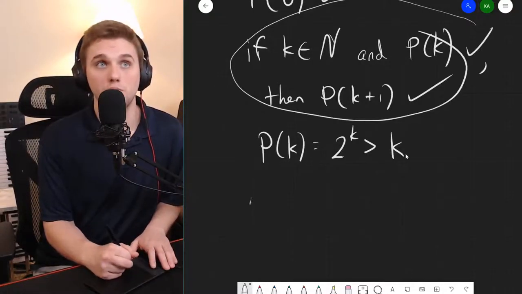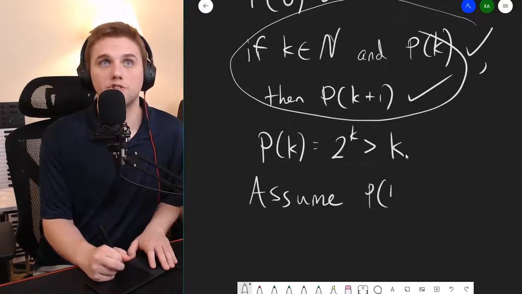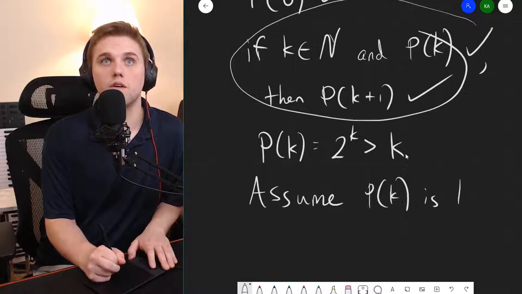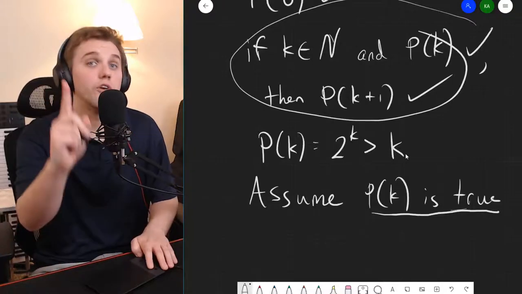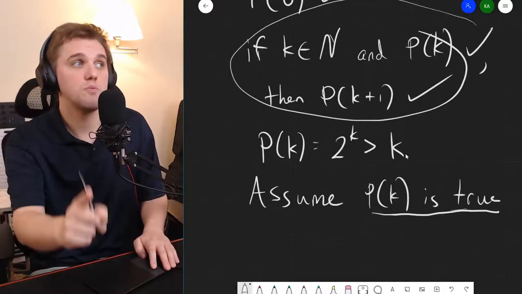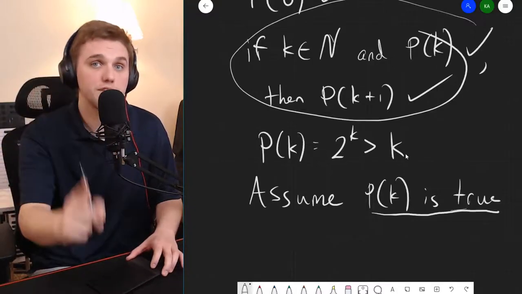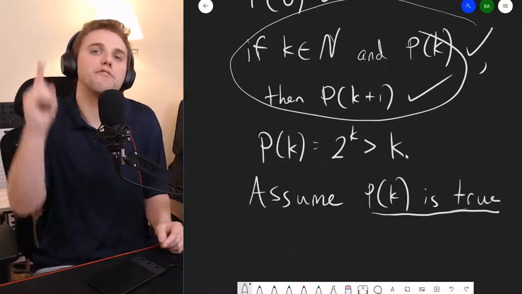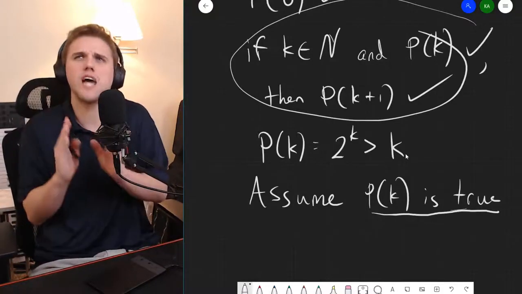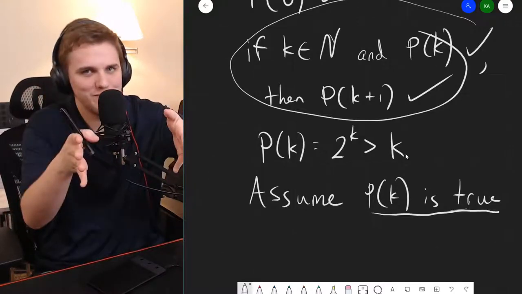We're going to assume that P of K is true. Now you might say, isn't this assuming your conclusion? No. We're assuming that the conclusion is true for one specific K. I don't know what that K is. It doesn't matter. Who cares? But for that one specific K, for just this one time, just this one K, we're just going to assume it's true for that one.